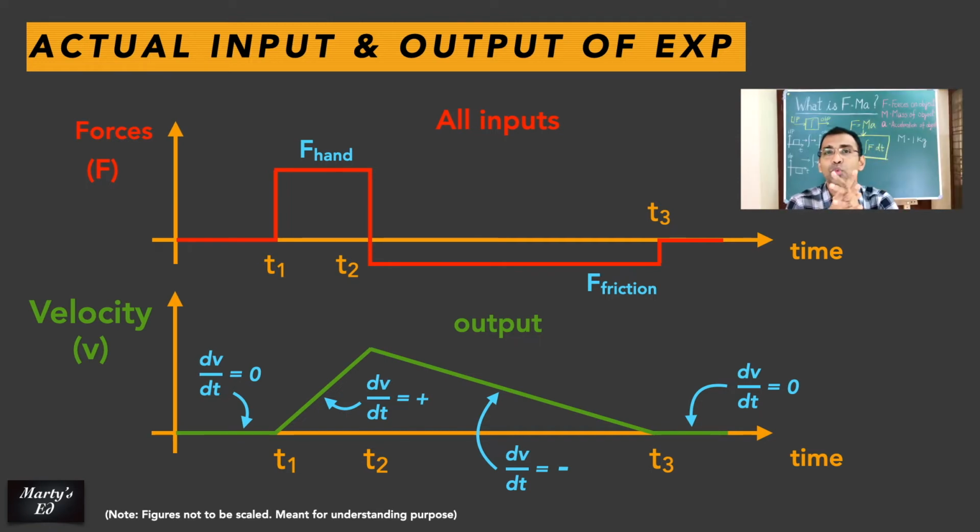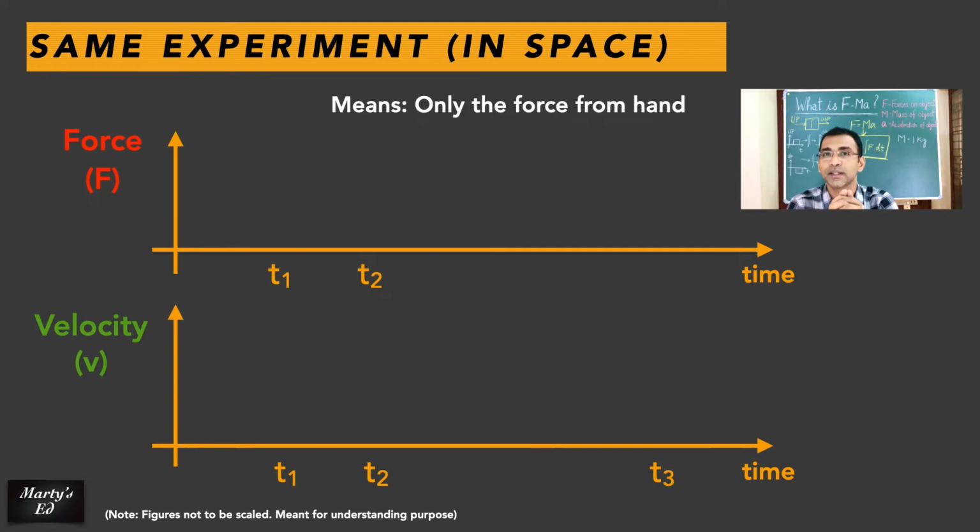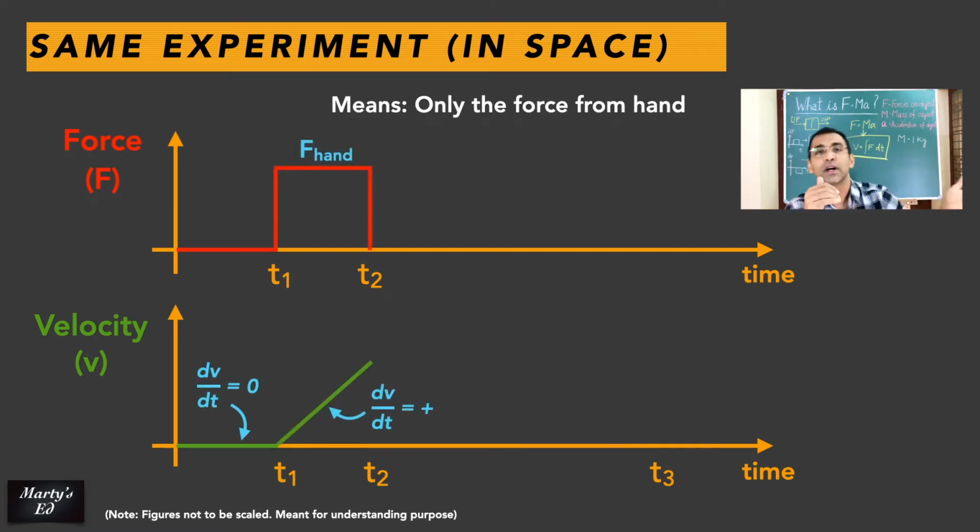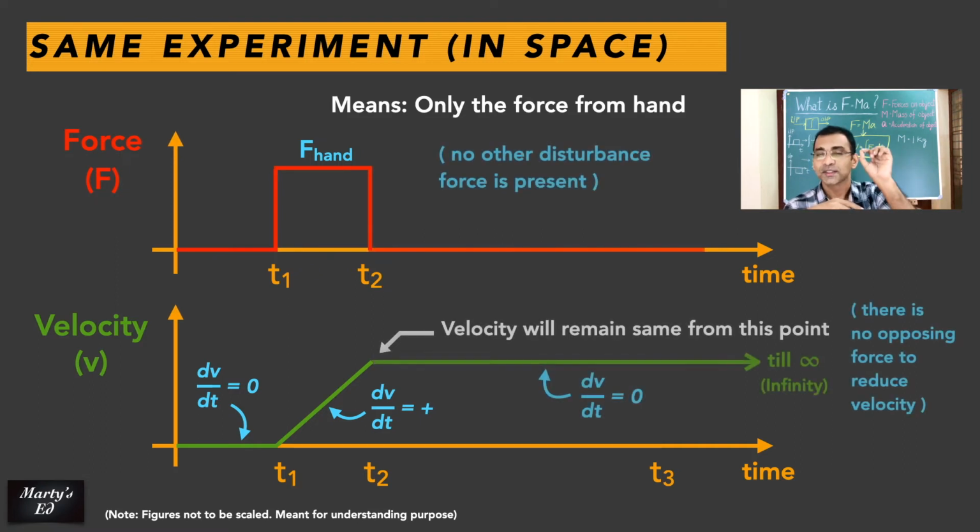Just think, what if we had done this experiment in space? In space, there is no disturbance force such as friction. At time 0 to t1, there is no force. At time t1 to t2, we are giving a force. The can is moving, the velocity is increasing. And the moment you take your hand, it remains at that particular velocity for time infinity.